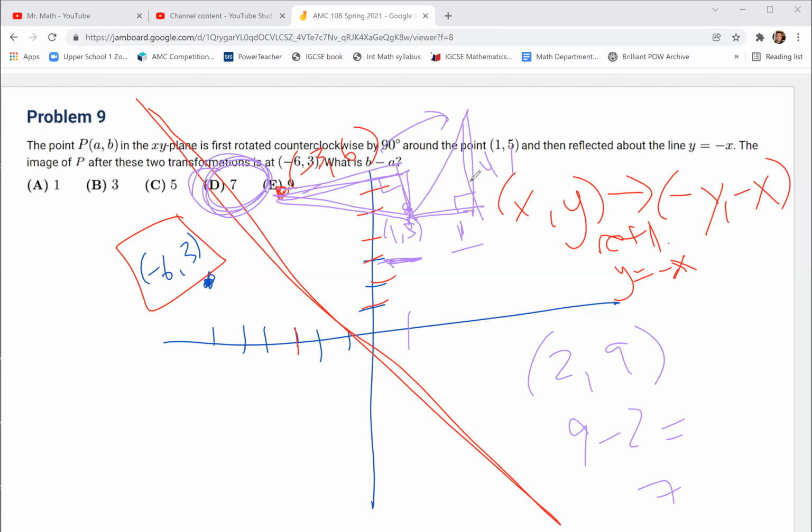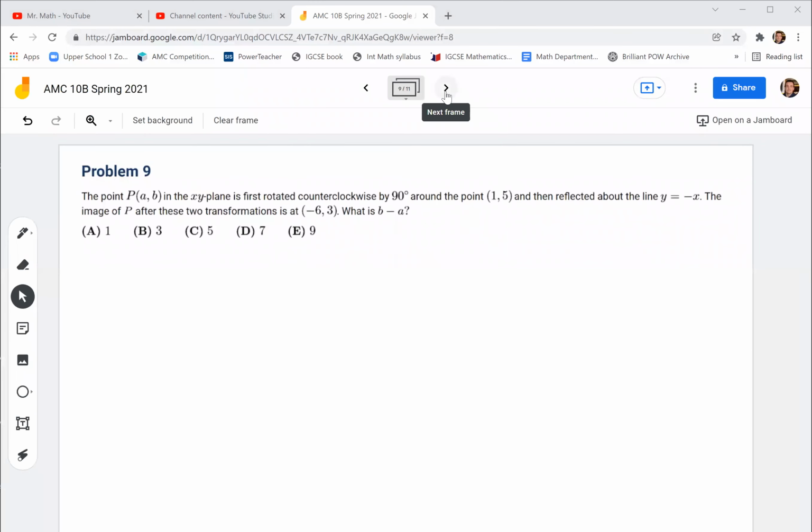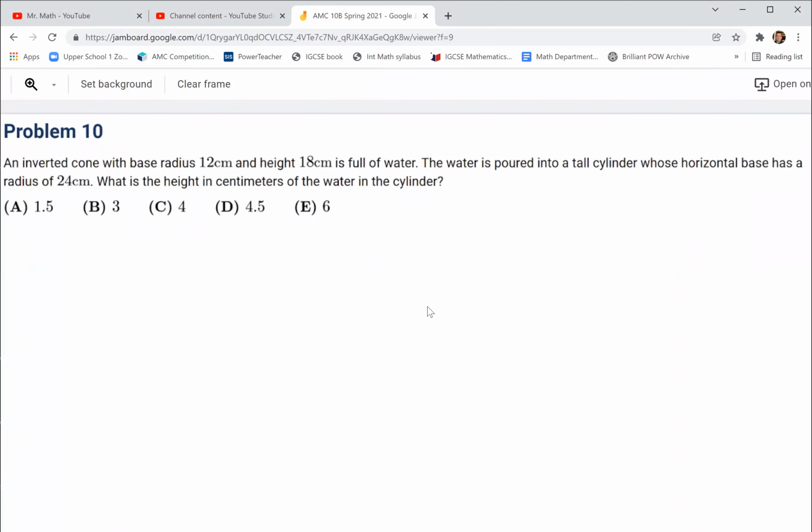Okay, all right. So the key for that problem was to work backwards. And hopefully you have a pretty good knowledge of geometric transformations, right? Which usually is taught in a geometry class, maybe in algebra 2 or pre-calculus.